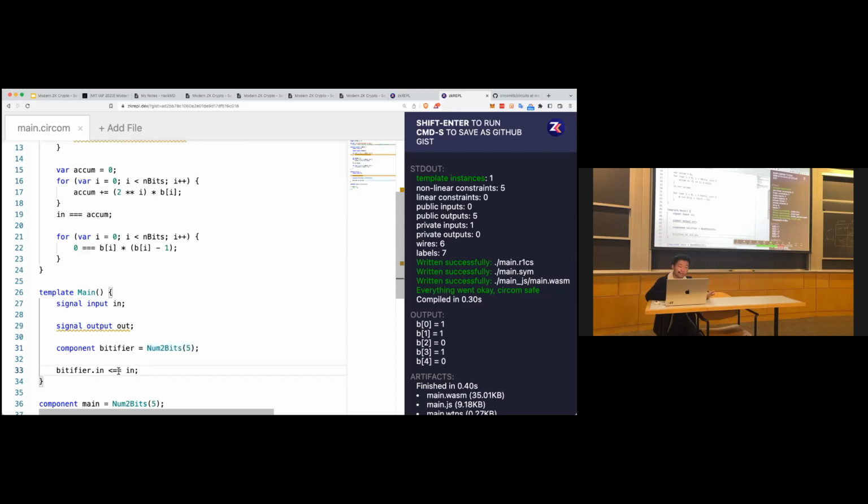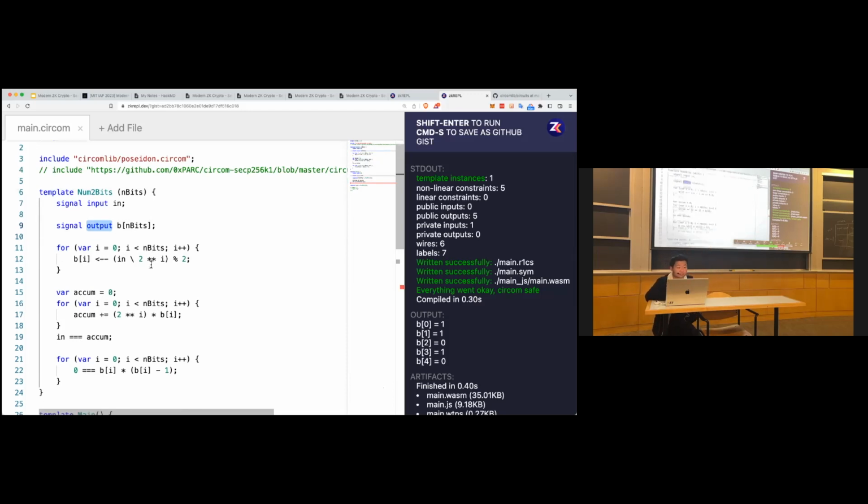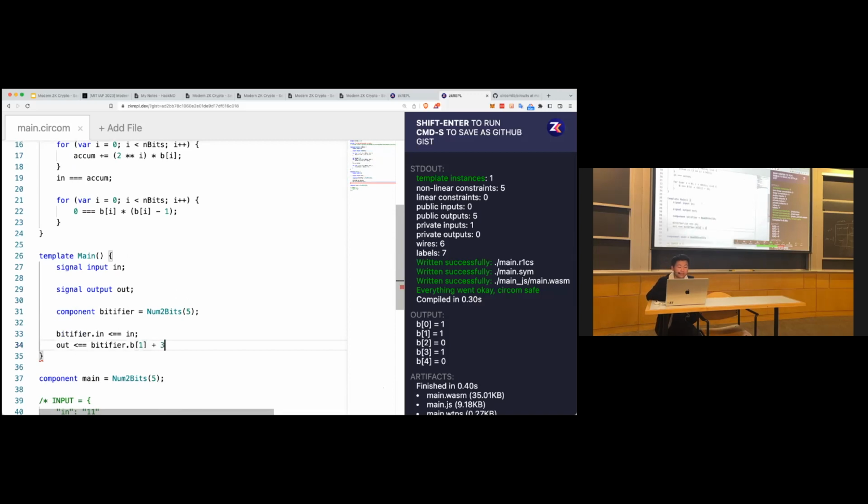And then also at witness generation time, I'm also going to auto-generate that value appropriately. And then what I'm going to do is out is going to be bitifier.b1. So that's the second bit. I can do that also because this is marked as output. That's how I pull a value out. That's how I connect a wire from the output of a subcircuit component. I'm going to say +3. Does this make sense? Cool.